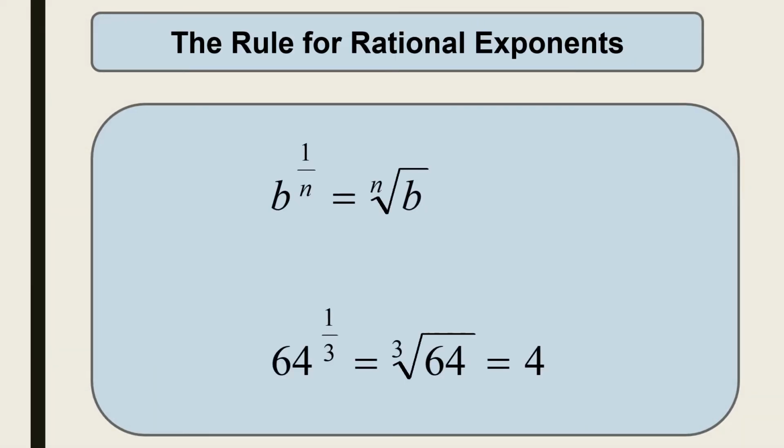So the rule of rational exponents is just like this. b raised to 1/n equals the nth root of b. Or a number, 64 raised to 1/3, is equal to the cube root of 64, and then simplify it, it will become 4. It is because when you multiply 4 three times, 4 times 4 times 4, you get 64. Because that is a cube root, the cube root of 64 is 4. Okay, next.